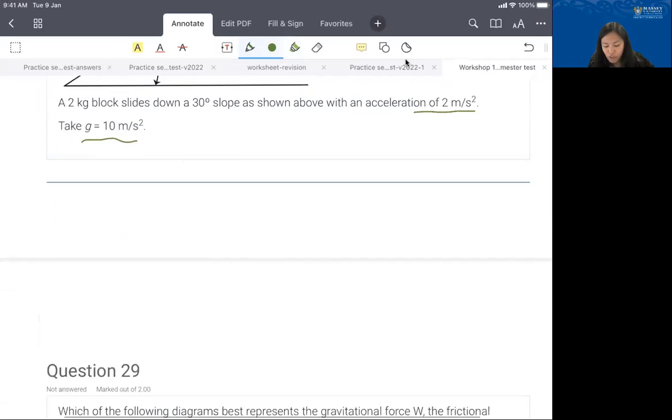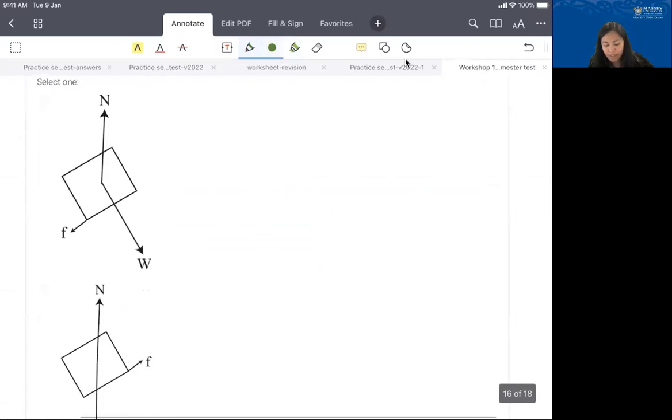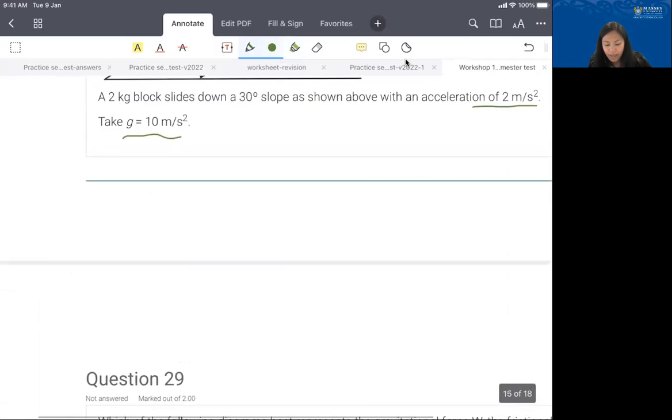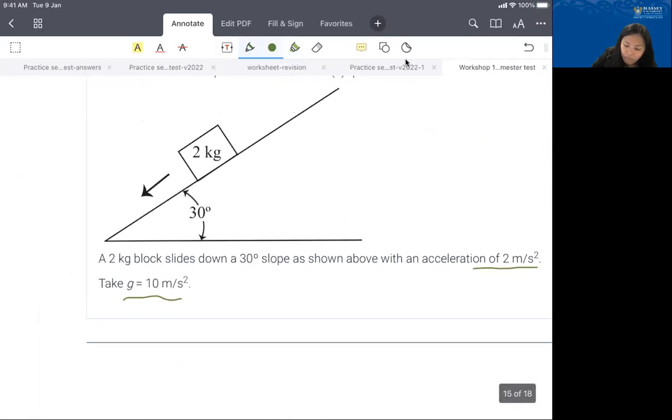Right. First question is free body diagram. Yeah, we always have the weight force. The weight force is always vertically downwards. And then you have the support from the slope, the normal force. Normal force should always be perpendicular to the surface, so it should be angled as such.